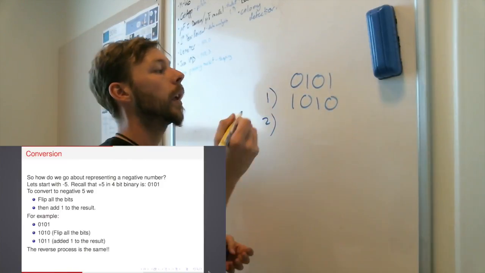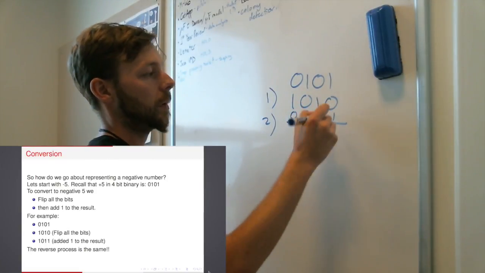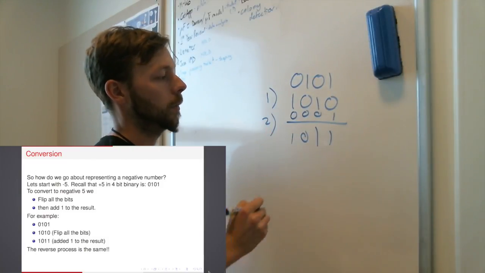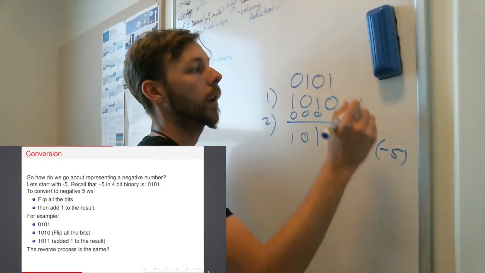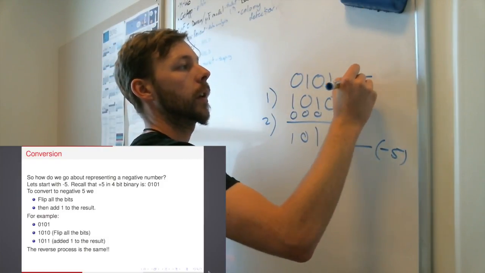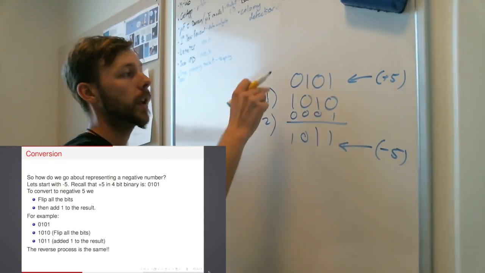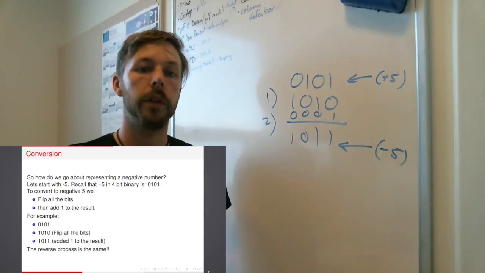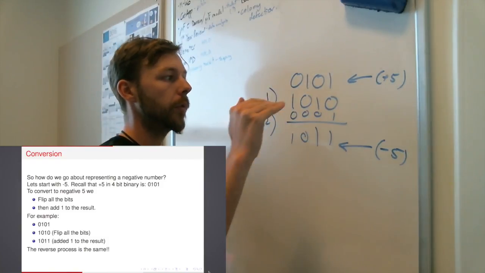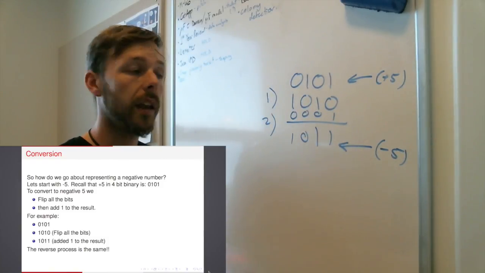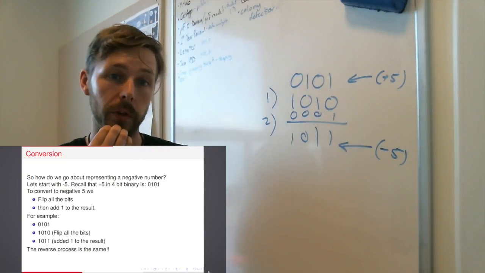And then step 2 is add 1 to it. So if we get that and we add 0, 0, 0, 1, our sum is 1, 1, 0, 1. So this is -5 in 2's complement, and this is positive 5 in 2's complement. So long story short, if we add those two together, we should get 0. The really cool thing about this process, the flipping of the bits and adding 1, is that if we start with -5, doing the same process will take us back to positive 5.